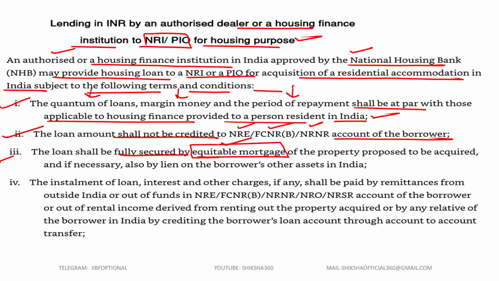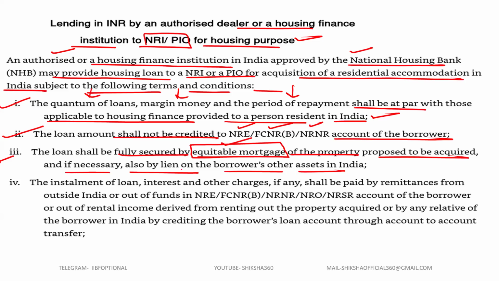Sometimes they will ask, basically, what type of mortgage? That is equitable mortgage of the property proposed to be acquired, and if necessary, also by the lien on the borrower's other asset in India. Clear? So the loan shall be fully secured by the equitable mortgage of the property proposed to be acquired, and if necessary, also by the lien on the borrower's other asset in India.